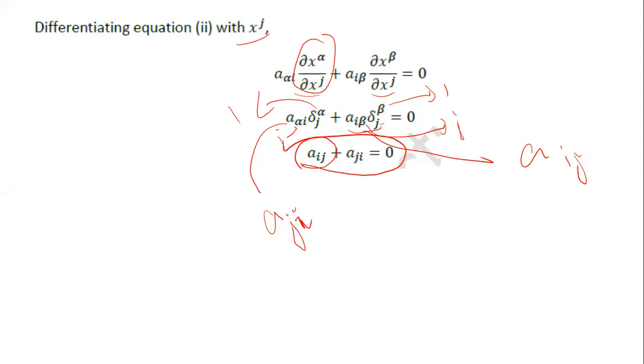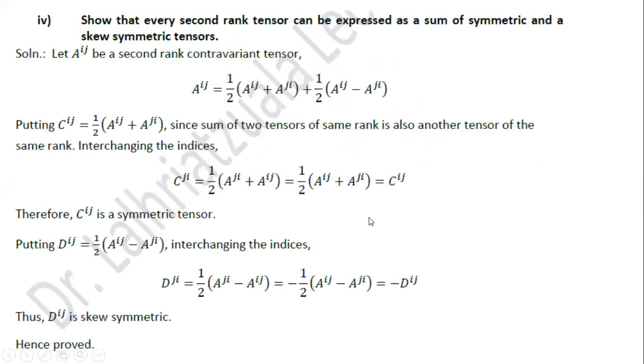So this is what we have discussed yesterday, and we'll continue with another problem. The first problem we are going to discuss today is the one shown here, which is to show that every second rank tensor can be expressed as a sum of symmetric and skew-symmetric tensors. So from the previous class, we have defined what are symmetric and what are skew-symmetric tensors.